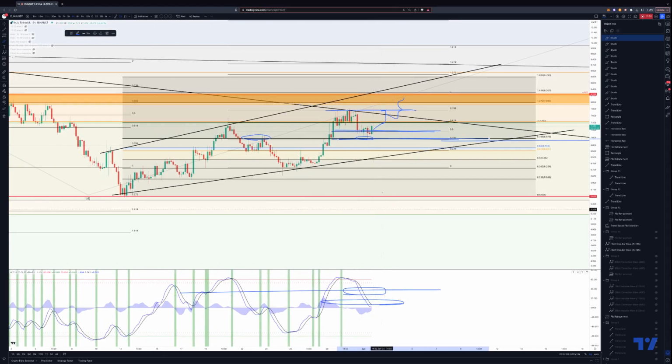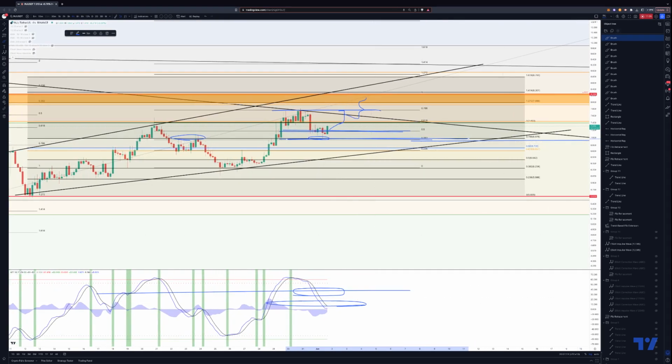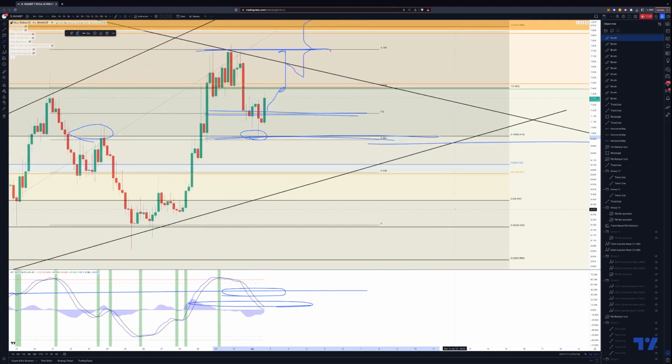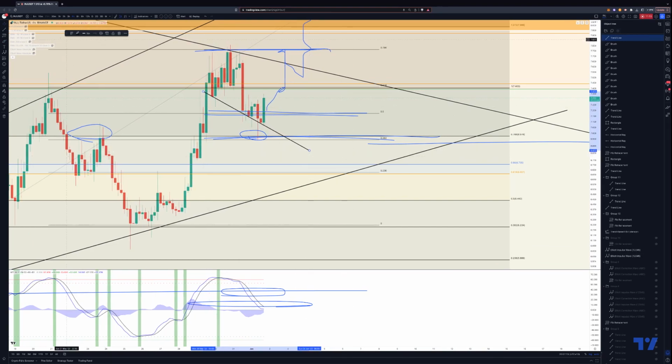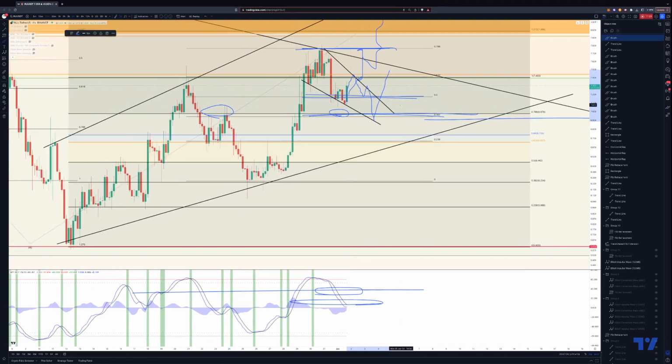The 4 hour hasn't crossed over yet, so let's just look at it in a nicer way. What we have is this broadening structure. I wonder if it's going to be a wedge, a descending wedge like that. Yeah, something. So like I said, we might just hit that, come back down, and then back up. That is a nice continuation pattern.